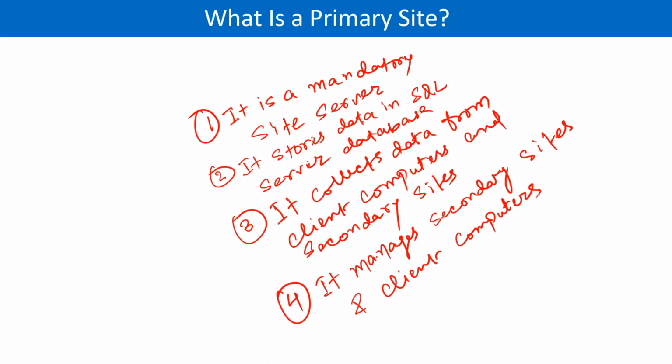Client computers means what? Computers means laptops, desktops, servers, plus Mac computers. So it is going to manage all those machines where the SCCM client is installed. If the client is installed, SCCM is going to manage this machine. But if the client is not present on the machine, SCCM will not be able to manage it.